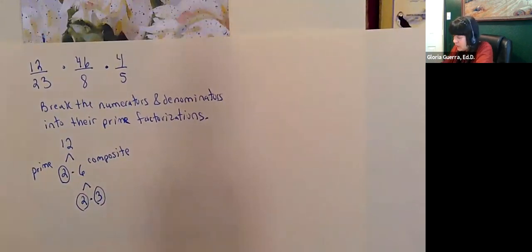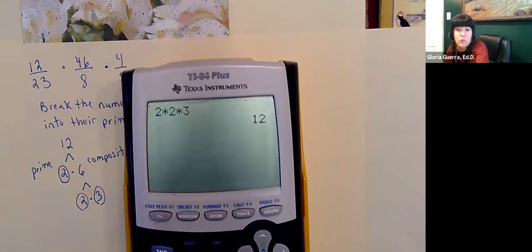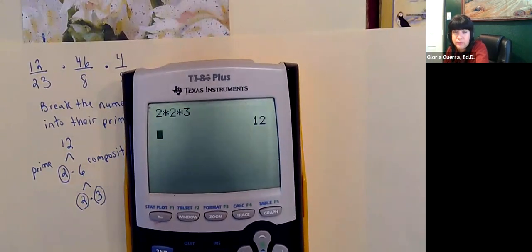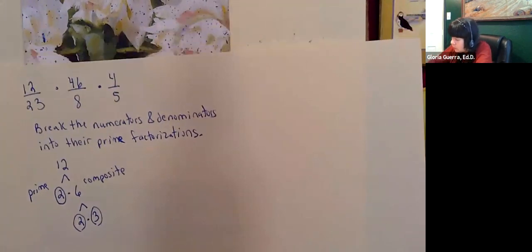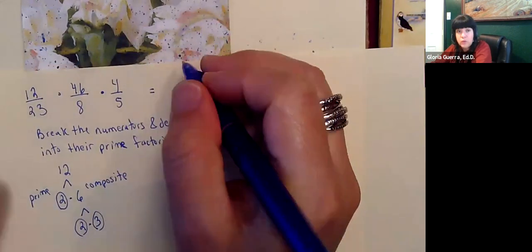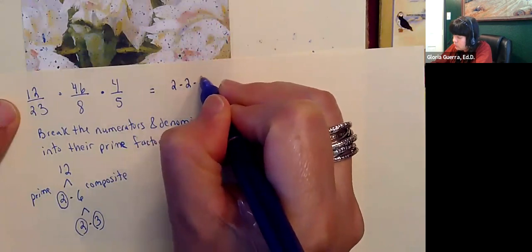And I can check that. 2 times 2 times 3. So 2 times 2 is 4, and 4 times 3 is 12. Okay, so I don't need 6 in there at all to compute that with 12. So now I know that 12 can become 2 times 2 times 3.